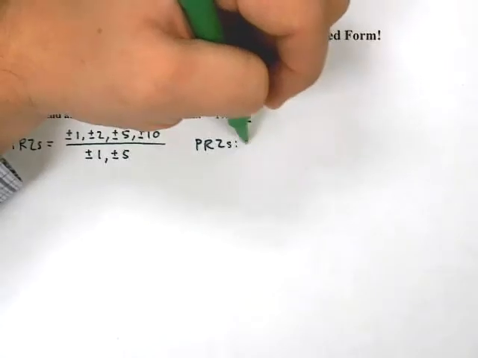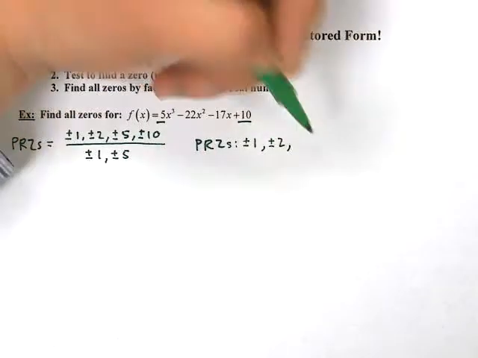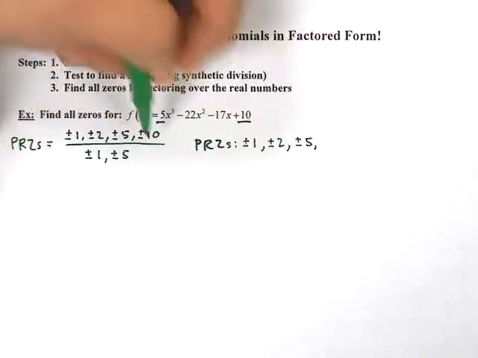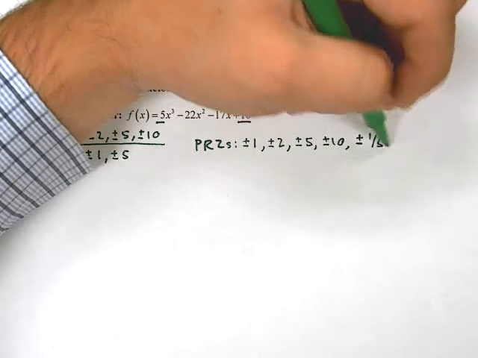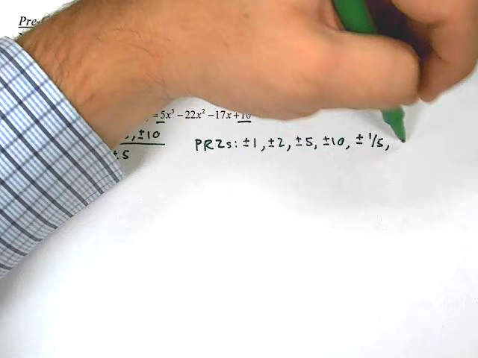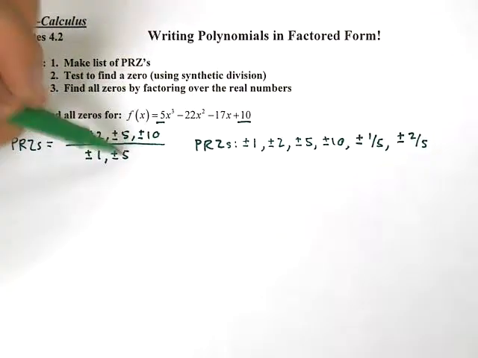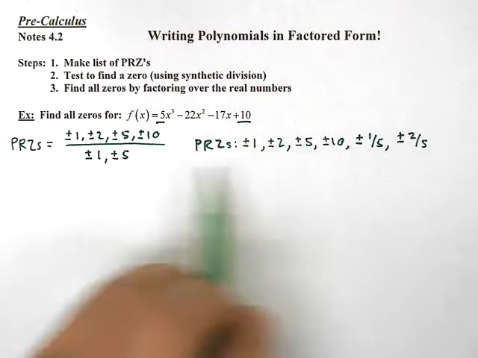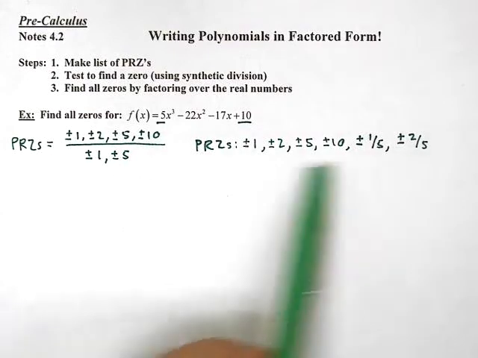1 divided by 1 is 1. 2 divided by 1. 5 divided by 1. 10 divided by 1. 1 divided by 5. 2 divided by 5, and I think that'll do it because 5 divided by 5 is a repeat and 10 divided by 5 is a repeat. Okay, so that's our list. We now know that any real zero is going to be one of these.